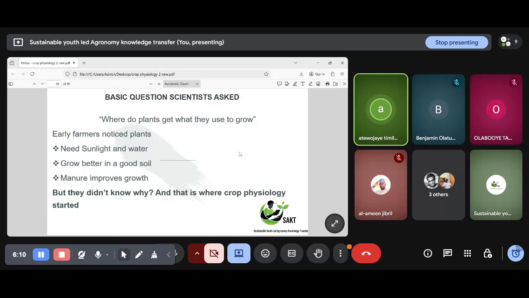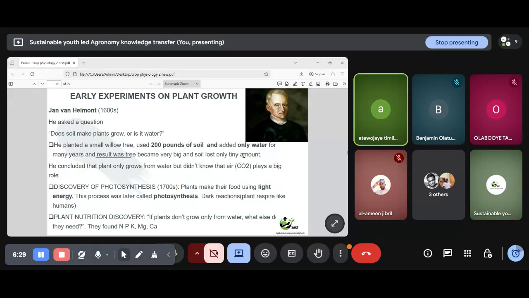Maybe someone just took an experiment and mistakenly put manure, and then saw a difference. Then they will start using manure, but they don't know the reason why they use manure. They don't know what is inside manure. So these are the questions, but they didn't know why, and that is where crop physiology started. So let's move to the next slide.